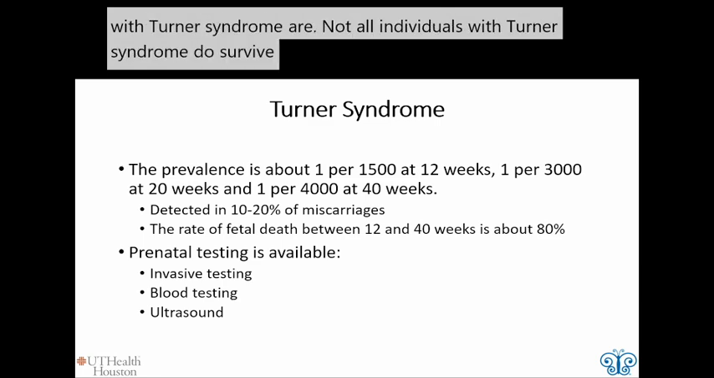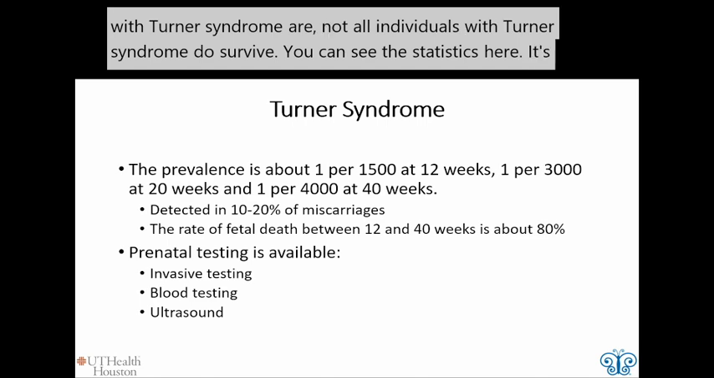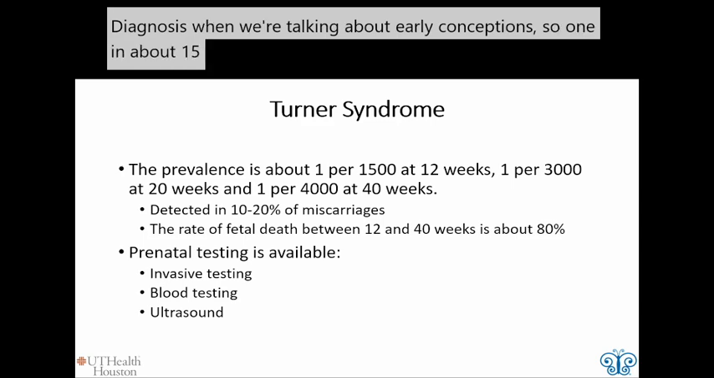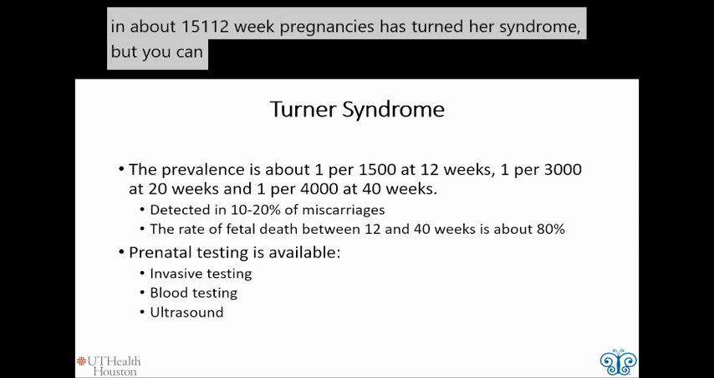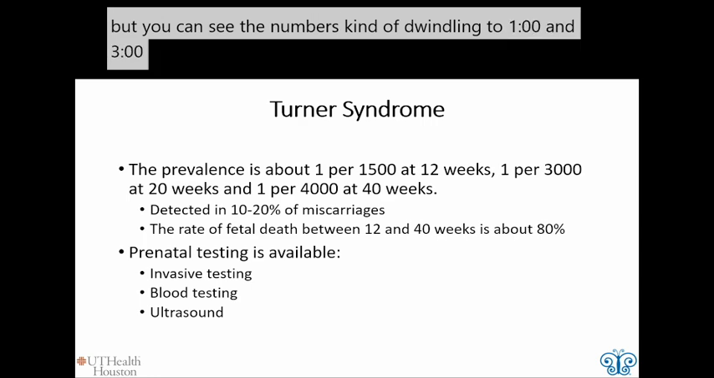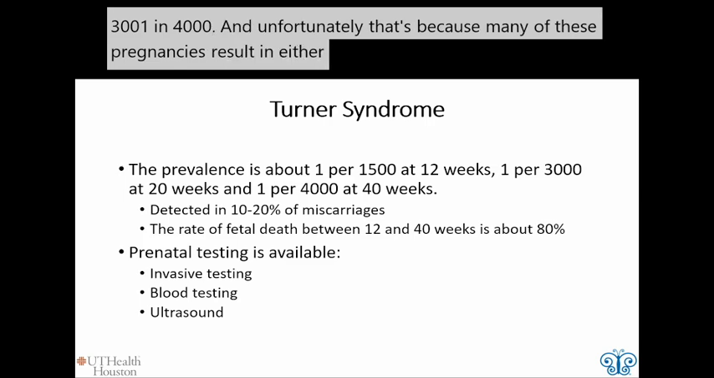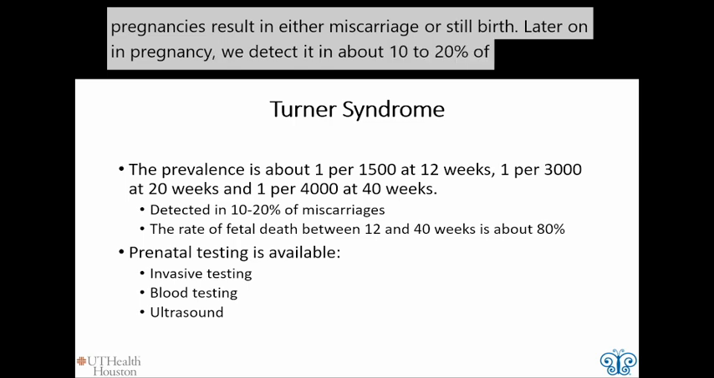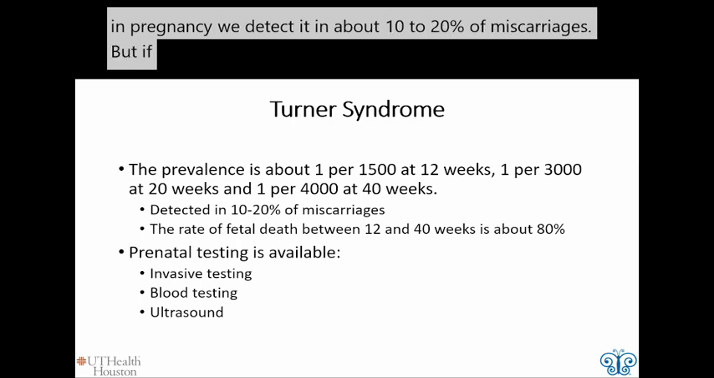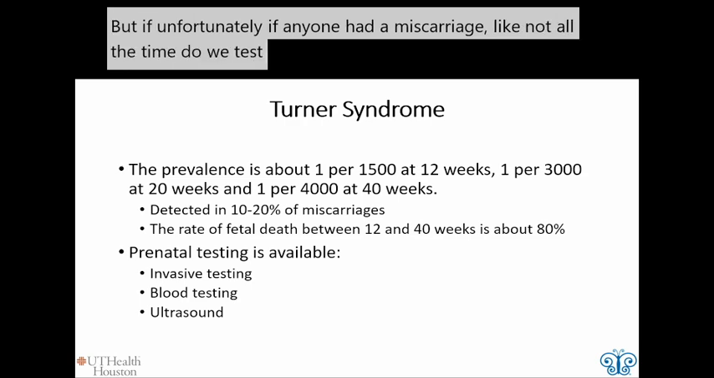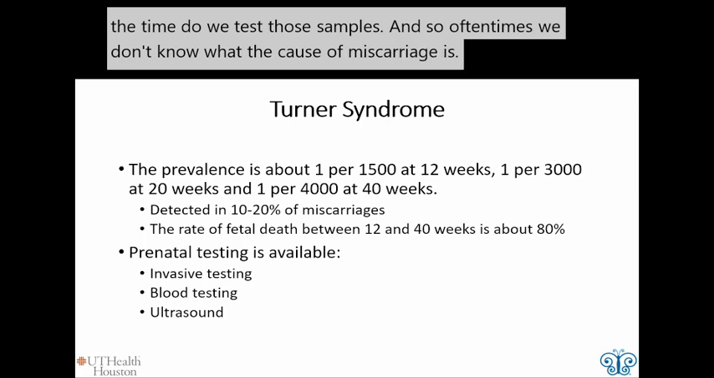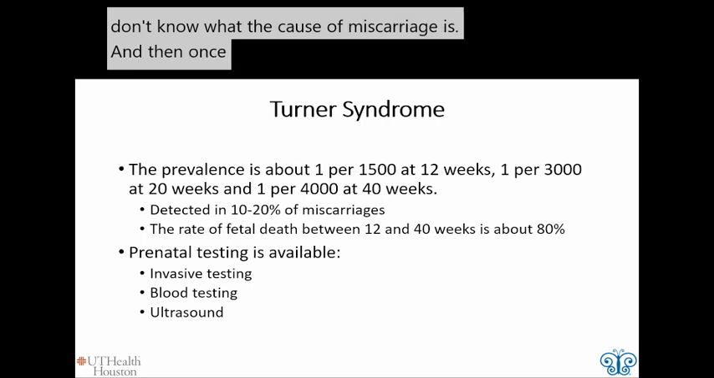You can see the statistics here. It's not an uncommon diagnosis when we're talking about early conceptions. So 1 in about 1,500 12-week pregnancies has Turner syndrome, but you can see the numbers dwindling to 1 in 3,000, 1 in 4,000, and unfortunately that's because many of these pregnancies result in either miscarriage or stillbirth later on in pregnancy. We detect it in about 10 to 20% of miscarriages, but unfortunately, if anyone's had a miscarriage, not all the time do we test those samples, and so oftentimes we don't know what the cause of miscarriage is.